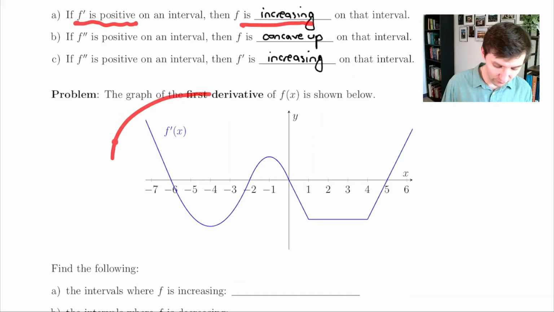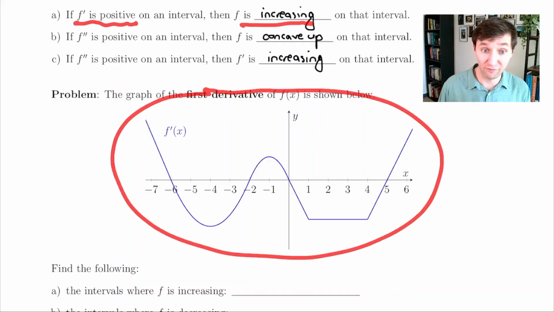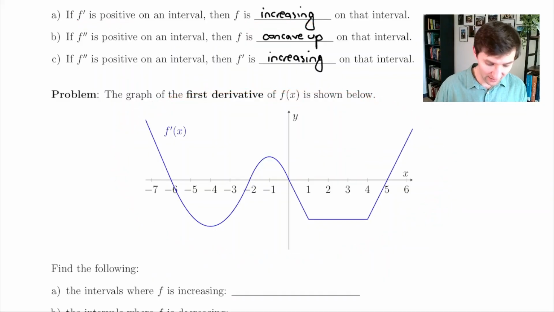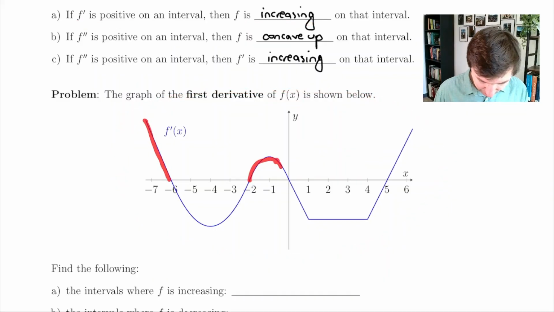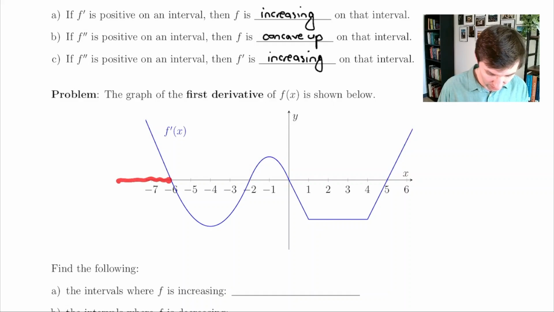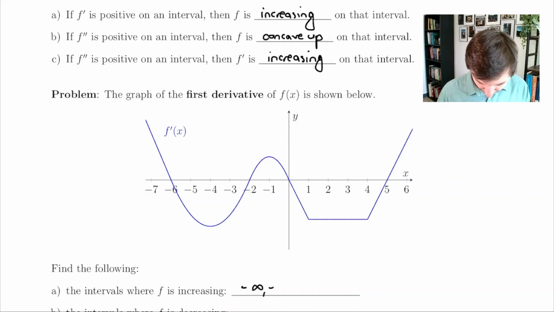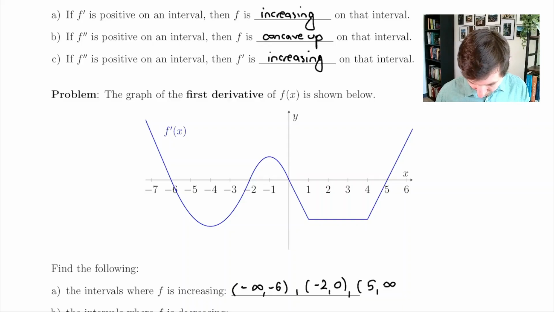I believe the derivative is positive whenever this graph is above the x-axis. And this graph is above the x-axis here, here, and here. Which means that the intervals where f is increasing are here, here, and here. The intervals are negative infinity to negative 6, negative 2 to 0, and 5 to infinity.